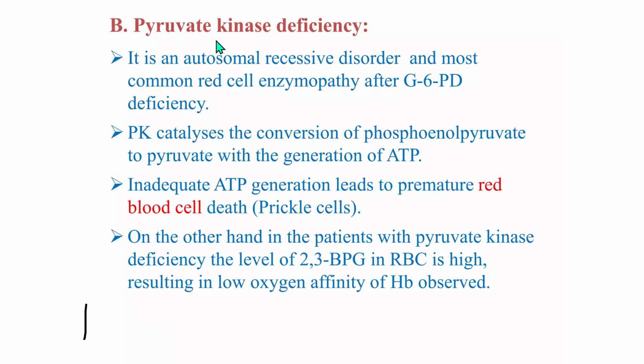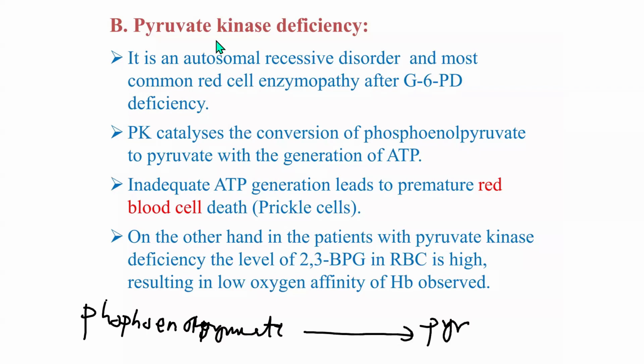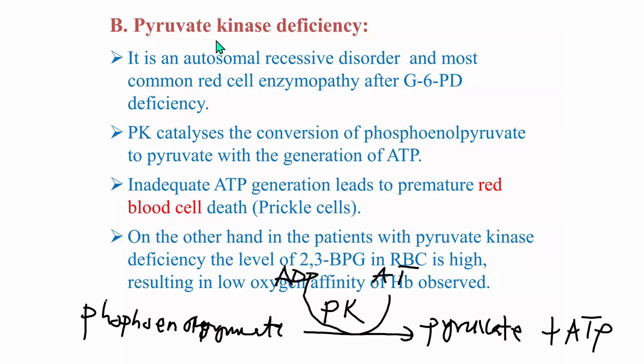Here, phosphoenolpyruvate is converted into pyruvate using an enzyme called pyruvate kinase. And at this stage, ATP is generated. So this is one of the steps of substrate level phosphorylation of glycolysis where ATP is generated.